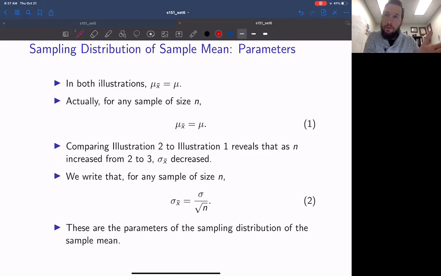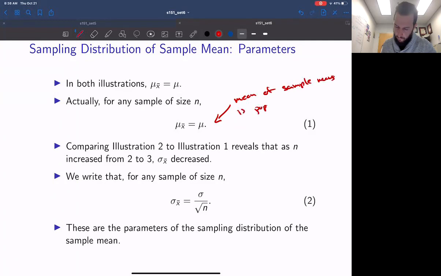And it turns out that when we have a population of interest and we collect a sample of size n, so any sample of any size, the mean of the sample means is equal to the population mean. And the standard deviation of the sample mean is the population standard deviation divided by the square root of n.